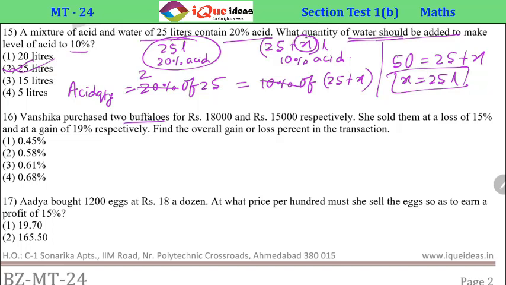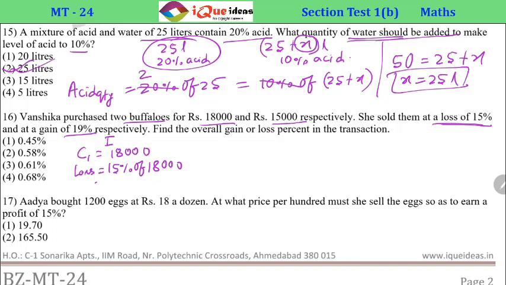Vanshika purchased 2 buffaloes for 18,000 and 15,000 respectively. She sold them at a loss of 15% and at a gain of 19% respectively. Find the overall gain or loss percentage in the whole transaction. First, let's see. In the first one, the cost price is 18,000. Okay. On the first one, there is a loss of 15%. So let's say the loss quantity will be simply equal to 15% of the cost price, which is 18,000.